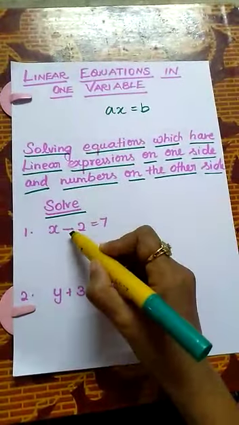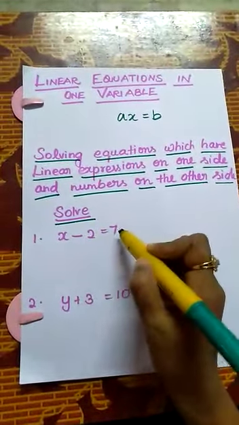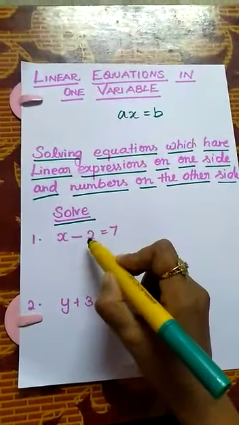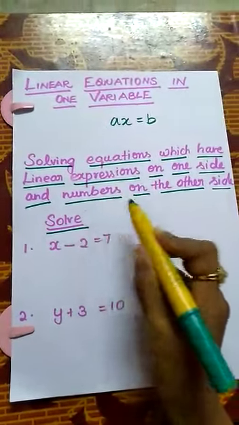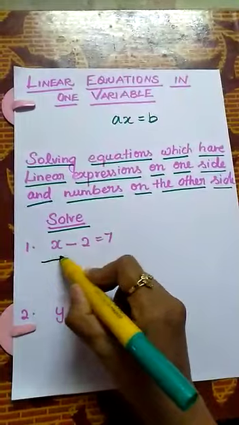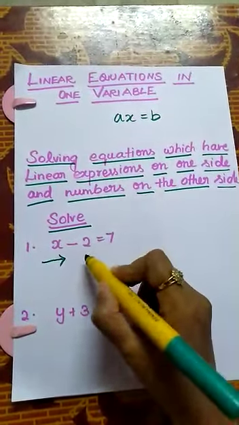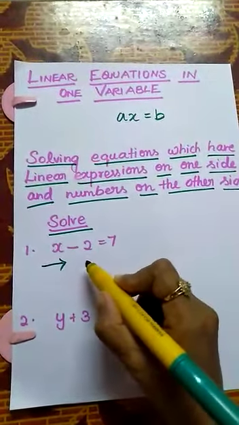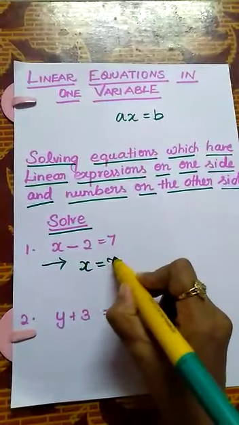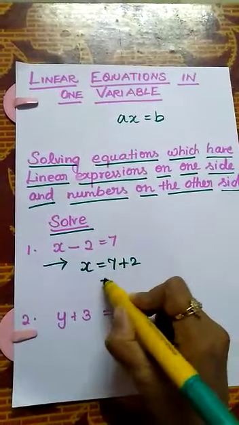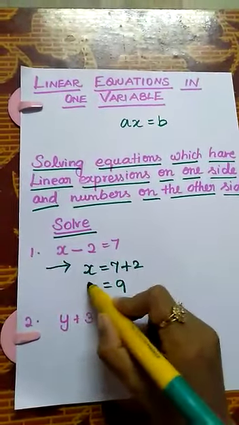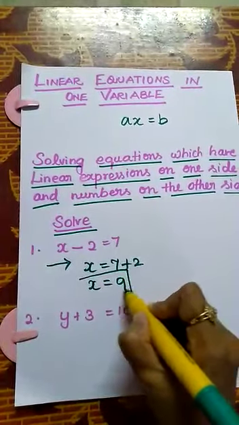Okay. The first problem, solve x minus 2 equals 7. Now, we interchange the value minus 2 to RHS. So, transposing the minus 2 to RHS, automatically the sign changes, that is plus. So, x is equal to 7 plus 2. What is the answer? x is equal to 9. This is the solution of this equation.